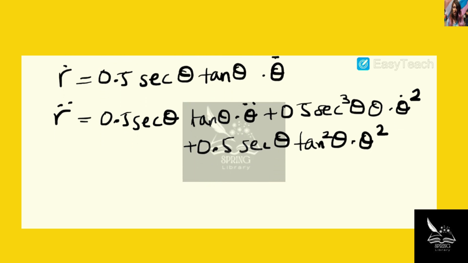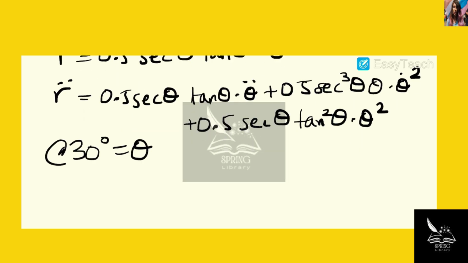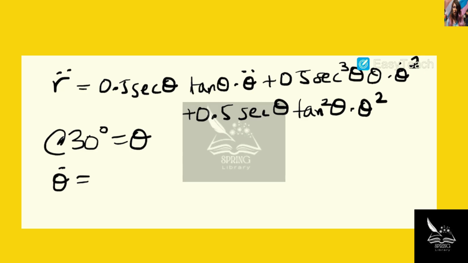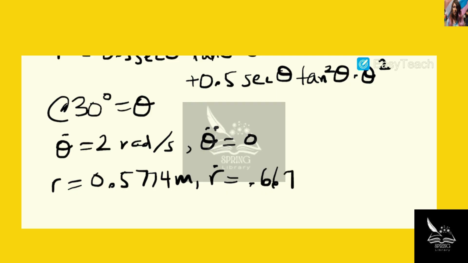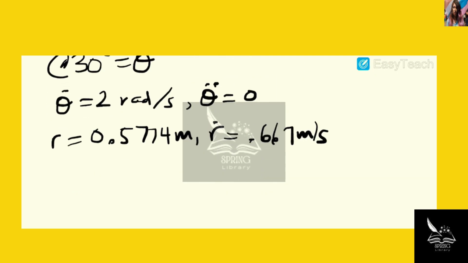So at 30 degrees, which is equal to our theta, we know that theta dot is equal to 2 radians per second, and theta double dot is equal to 0. We know that r is equal to 0.5774 meters, r dot is equal to 0.667 meters per second, and that r double dot is equal to 3.849 meters per second squared.